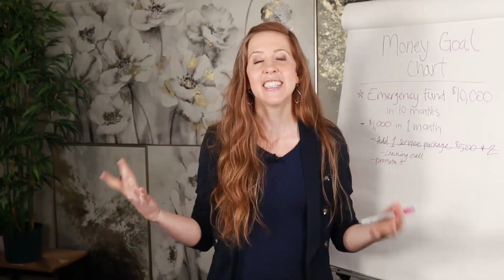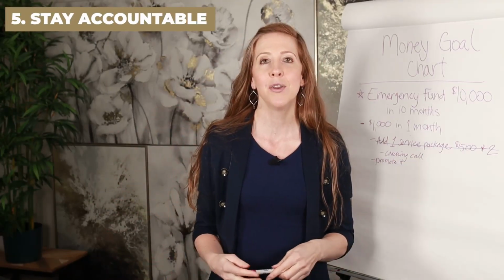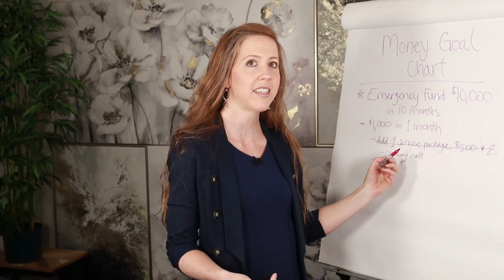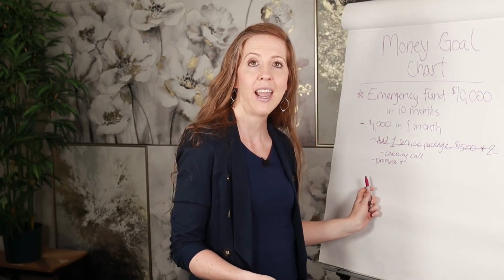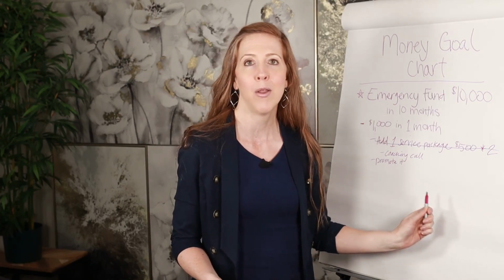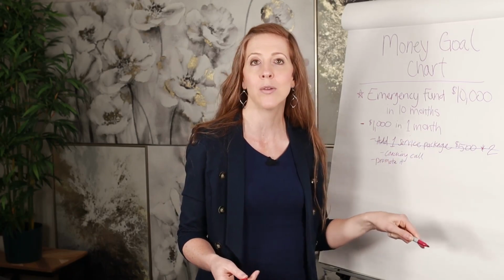And then the next step is to stay accountable. It makes a big difference if you have someone that's holding you accountable. That way it's not you relying on your self-discipline. So you can add to your money goal chart at the end of each of your steps that you have. You can say, all right, check in with Sally, or check in with mom, or accountability partner. You can add that as a step and make sure that you check that off.